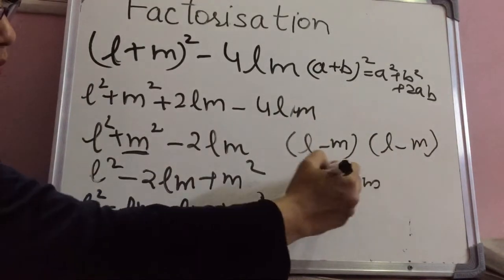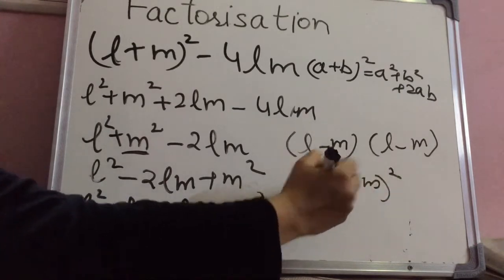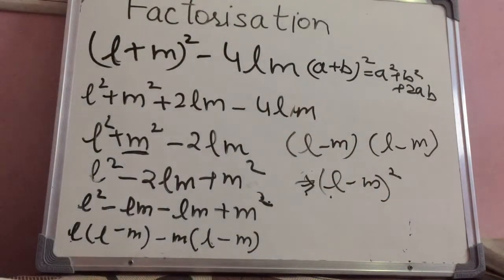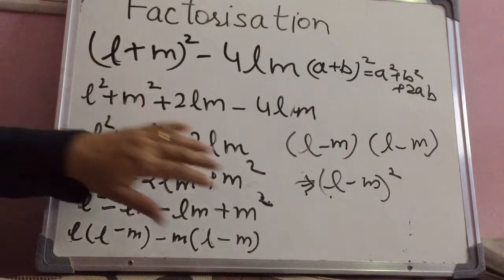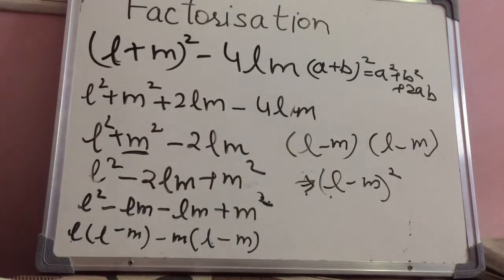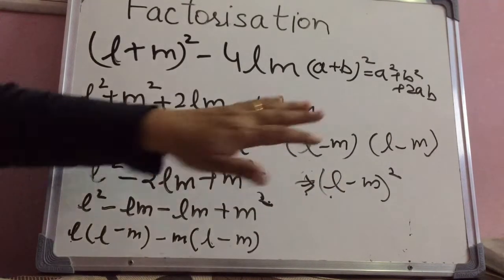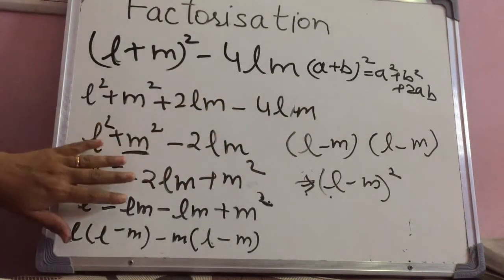So what we see? L minus M whole square. So this will be the answer. On factorizing this, we get this. So here in this question we have used identities as well as we have done it by splitting the middle term.